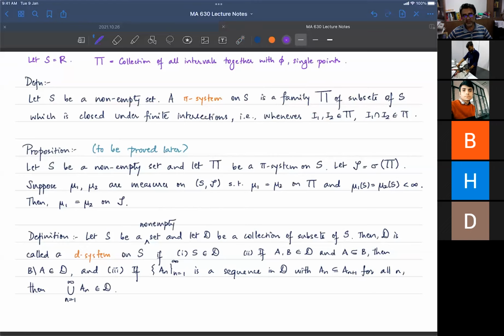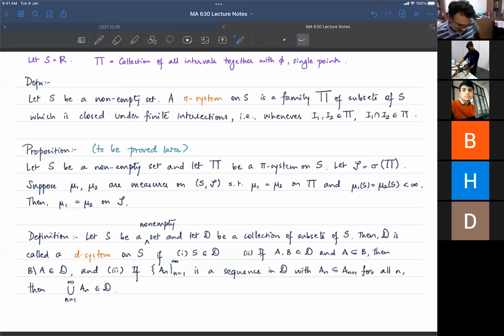Okay. So suppose I take pi to be the collection of all intervals, open, closed, half open, half closed, finite, infinite, whatever, together with the empty set, and together with all singleton sets. Then I claim that if I take the intersection of any two intervals, I will either get an interval, a point, or the empty set. If I take the intersection of a point and an interval, I'll get a point or the empty set. If I take the intersection of two points, I'll get a point or the empty set. If I take the intersection of the empty set with anything, I'll get the empty set. So this would be an example of a pi system.